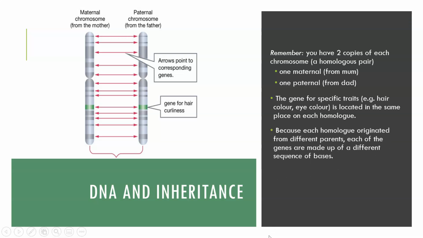Now, because each homologue originated from different parents, each of the genes is made up of a different sequence of bases. Okay, because they've come from a different place, a different code. These different forms of genes are called alleles, and that's what we looked at in our previous video.